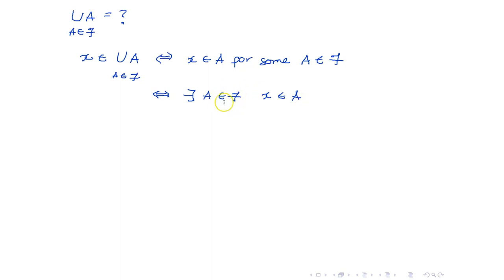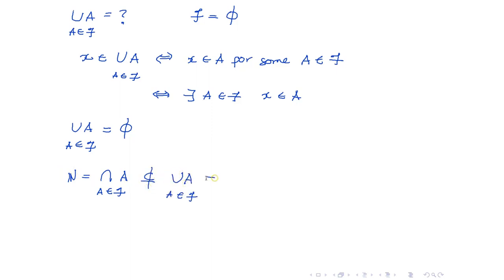But in the first place, again, your F here is empty. This one cannot be satisfied. There is no A element in F. There is no A for which X is an element of A. It means that the union of A is now the empty set. So therefore, we have shown that the intersection, which is the set of natural numbers, is not a subset of the union because this is the empty set.